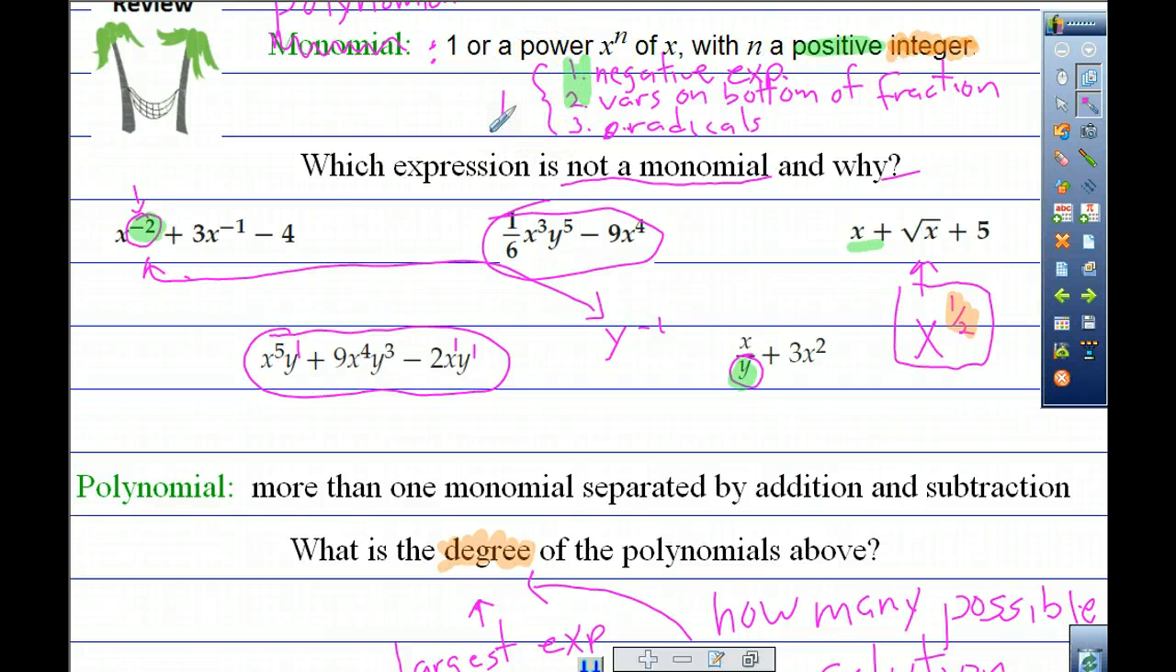Okay. Know those 3 criteria right up there, and know what degree means. Know what it is, and know what it means. Know that it's the largest exponent, but it tells you how many solutions. So those 3 points are the most important, and that's the first part of your homework.